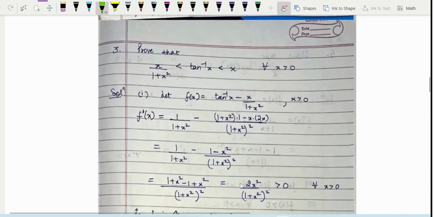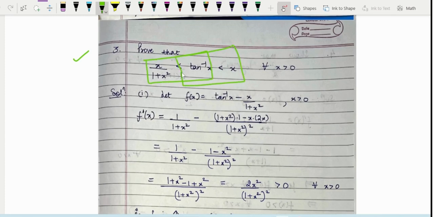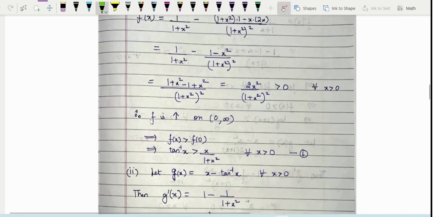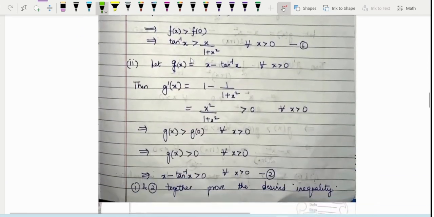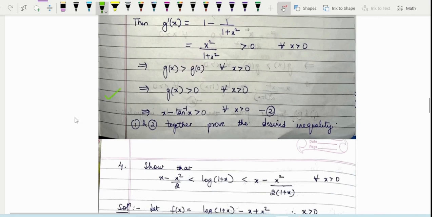So on the same lines, we can prove all these inequalities. This again has two parts. The first part of the inequality is this. The second part of the inequality is this. So we'll do it in two parts. First, we'll define f(x) as tan⁻¹x minus x/(1+x²), show its derivative to be positive, and hence use the increasing nature of the function to get the one-sided desired inequality. And similarly, for the other inequality, we'll take x minus tan⁻¹x as the second function, again show its derivative to be positive, and use the inequality definition of increasing and decreasing functions to get the second side.